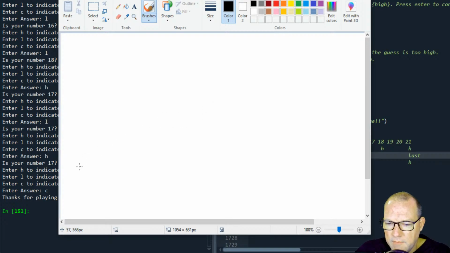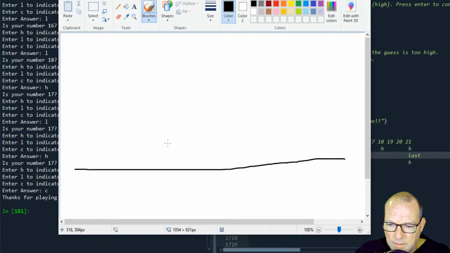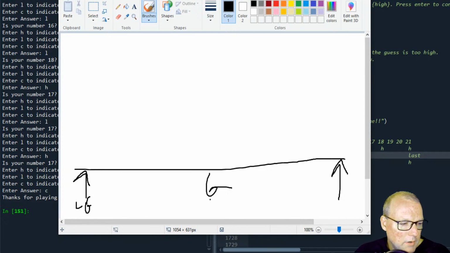All right, so if we have our number line, and then we guess here our endpoint, and then our guess, and then our last guess high, or our last low point. There we go. Our last low point and our last high point. I really think that's the way we're going to need to attack this.